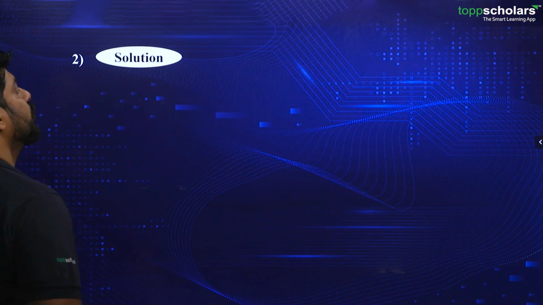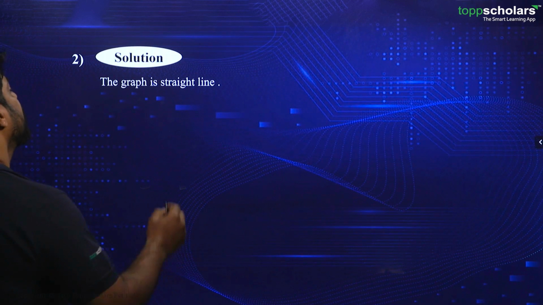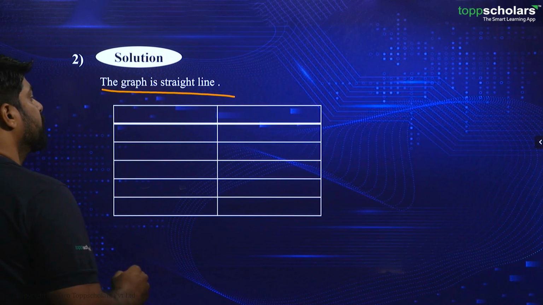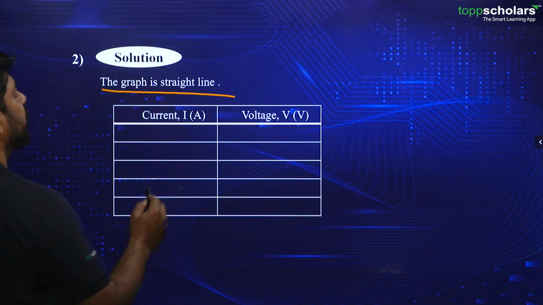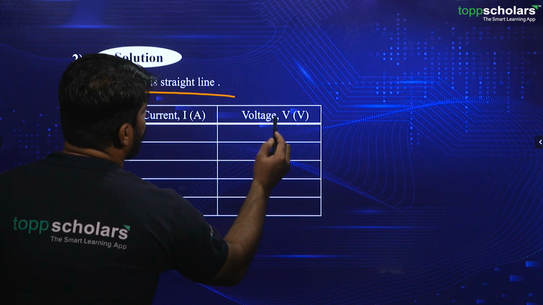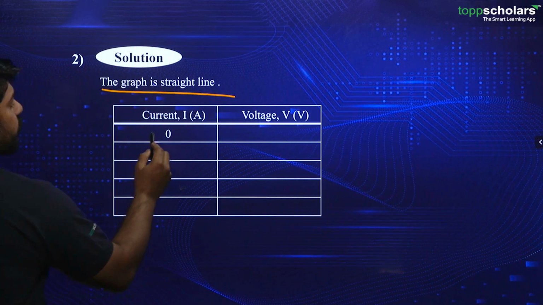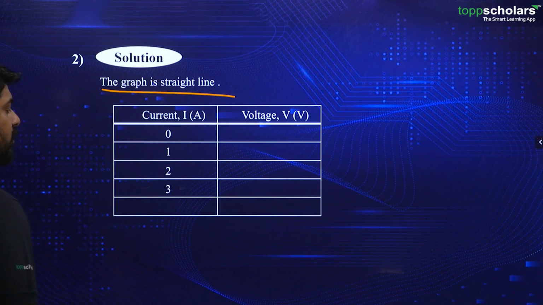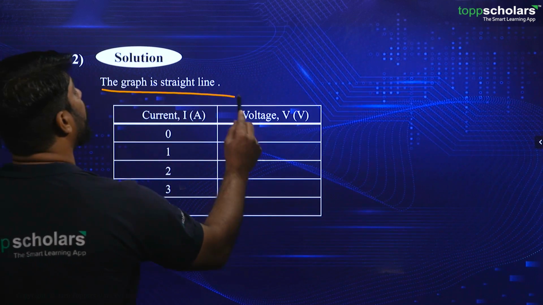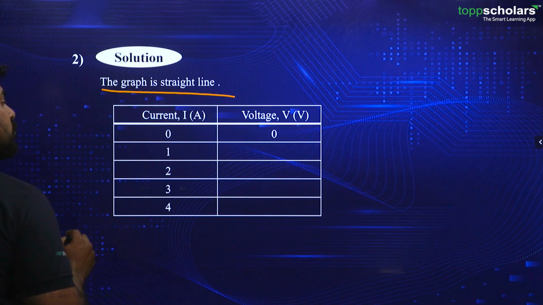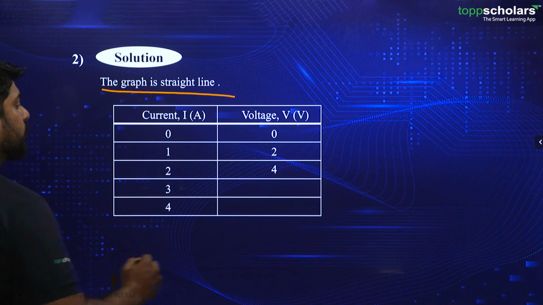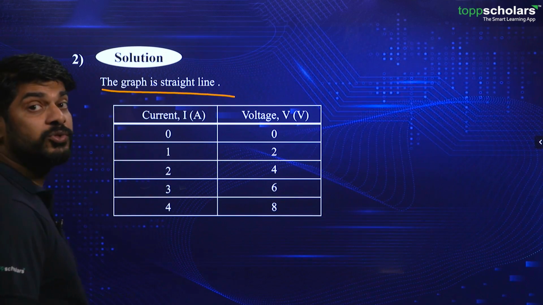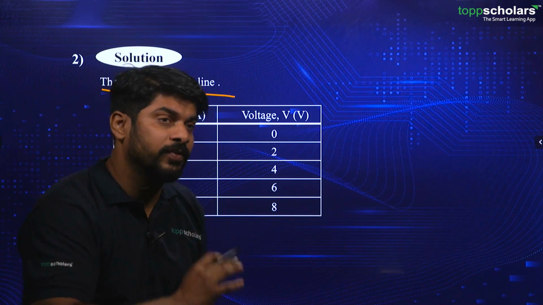Moving on. So first over here we have to draw a table, right? So first thing is the graph is a straight line, right? So here is the table. So current, first of all, I in ampere, and then voltage V in volts. So the first value is 0, then second value is 1, third value is 2, then 3, then 4. Now the corresponding value of voltage is 0, 2, 4, 6 and 8. Okay, so these are the values that we have obtained from the graph that is given here.